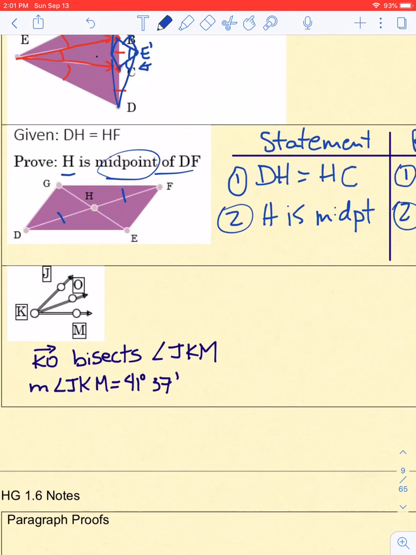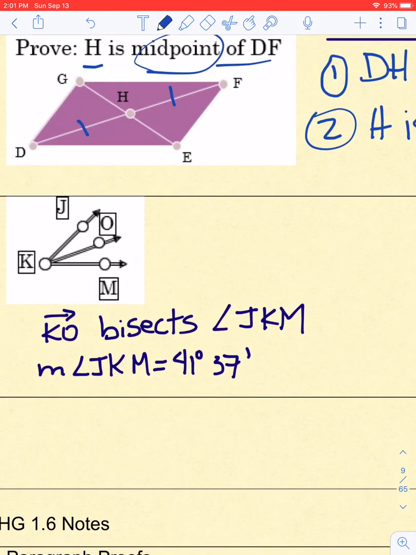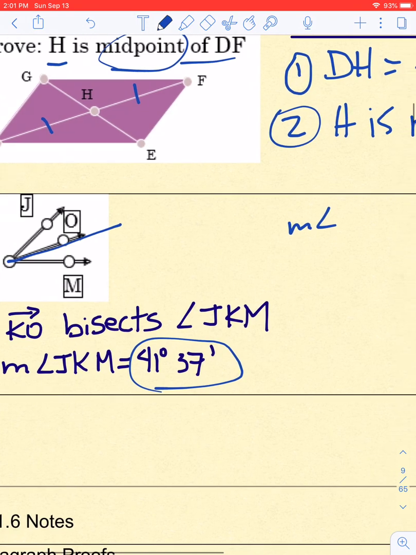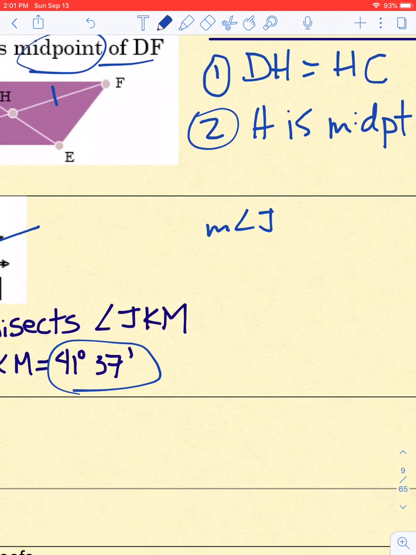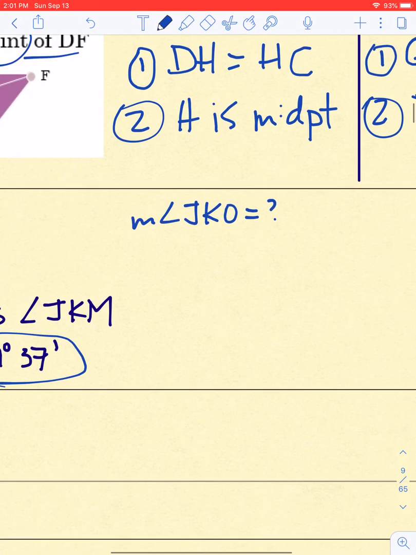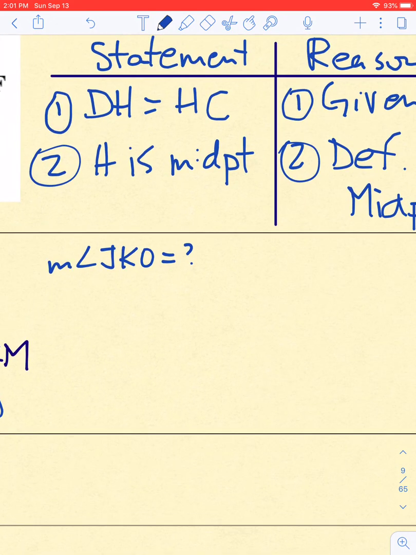This, however, is a little bit trickier. KO is a bisector and JKM measures 41 degrees 37 minutes. We have to find the measure of half of that, so JKO. That's going to be the question.